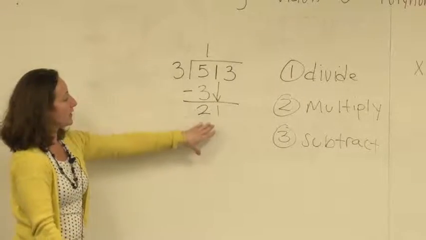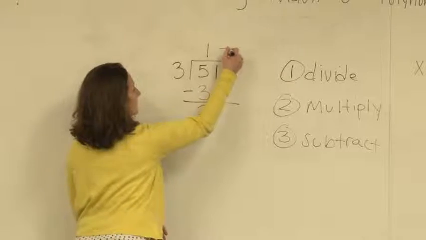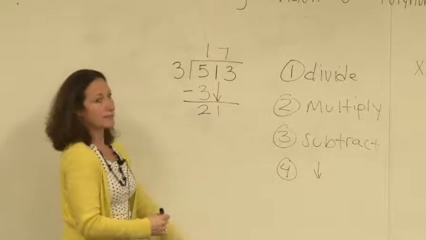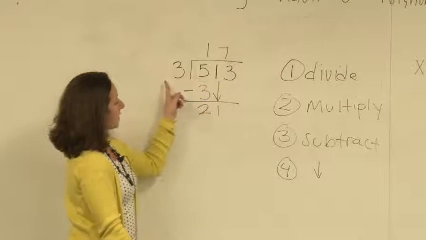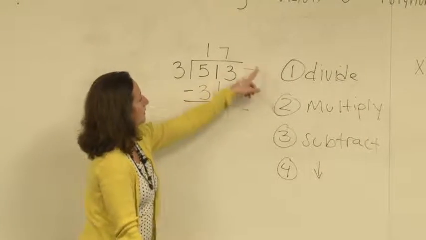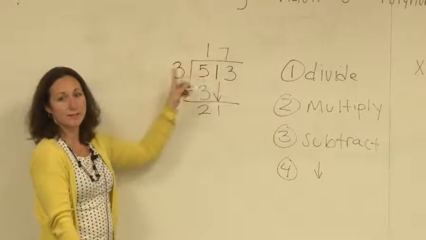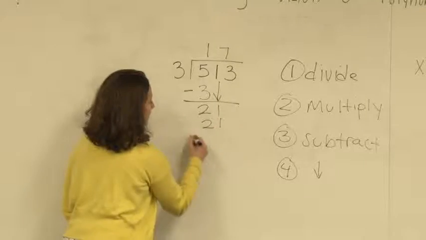How many times does 3 fit into 21? 7 times. So you notice after we bring down the next digit, we're saying divide again. How many times does 3 go into 21? 7. At this point, we're going to multiply. Step number 2. 7 times 3 is 21.